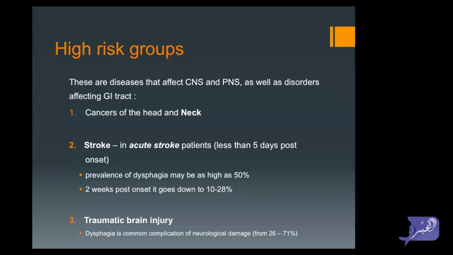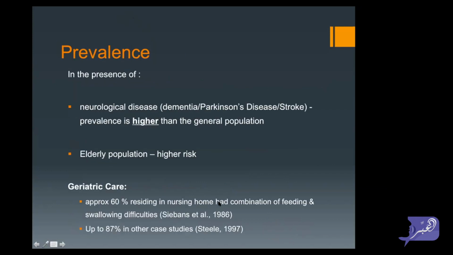2 weeks post-onset of the stroke, the number will drop. So you see that some of them will probably have some form of recovery in their swallowing. And so the number will go down to 10 to 28% only. TBI, of course, because there's trauma to the brain, any insult to the brain, any damage to the brain, again, we will suspect dysphagia. The numbers here vary very much, and it depends, I guess, on the studies, but it's anywhere from 26 to 71%. It is quite high. I think it is more than 26% in my opinion.